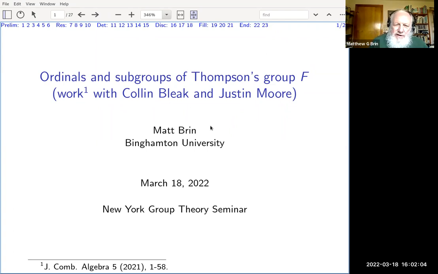All of the groups in the family will be subgroups of Thompson's group F, which is why subgroups of Thompson's group F is in the title. But that's the end of that. That's literally the only role that Thompson's group F has in all of this. And other than mentioning that again, that's not going to get mentioned.